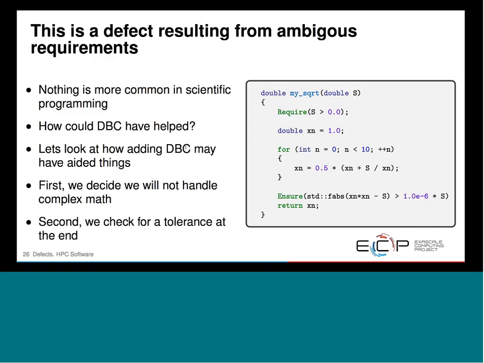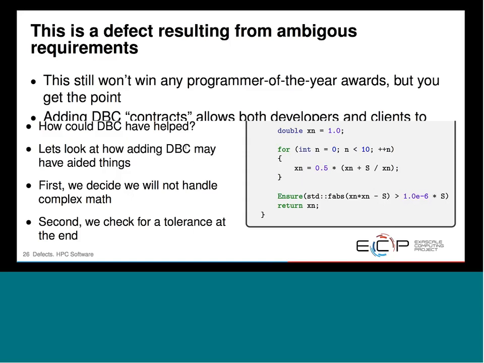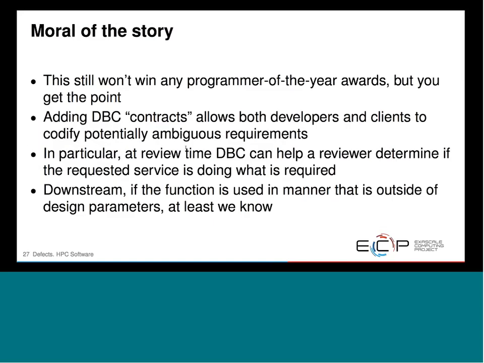And second, I'm going to check for a tolerance, and I've decided that I'm only going to solve this to some tolerance of 1e-6. So now I'm ensuring at the end of this calculation that the result is within 1e-6. What's the moral of this story? Well, this clearly won't win any Program of the Year awards, but the point is that I've actually added contracts to show both developers and clients how I've codified these potentially ambiguous directives.